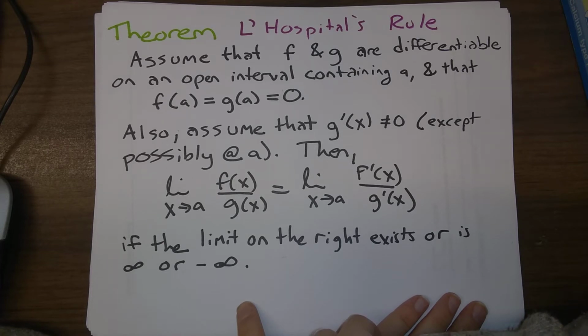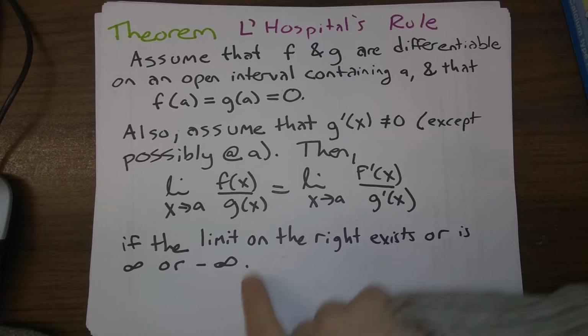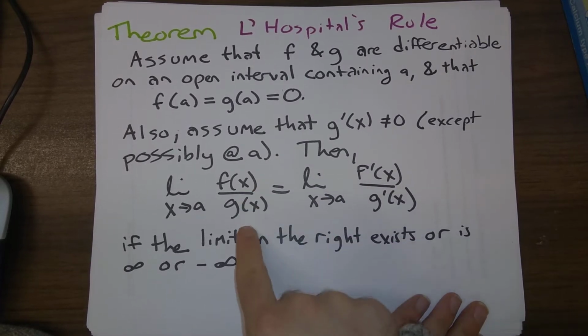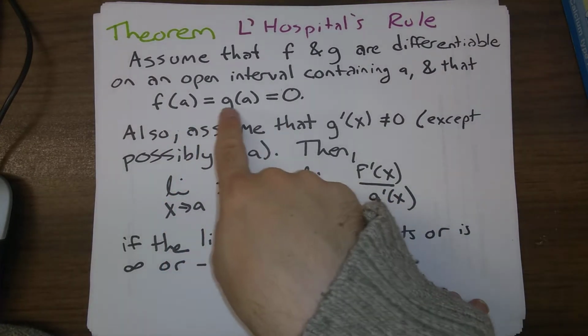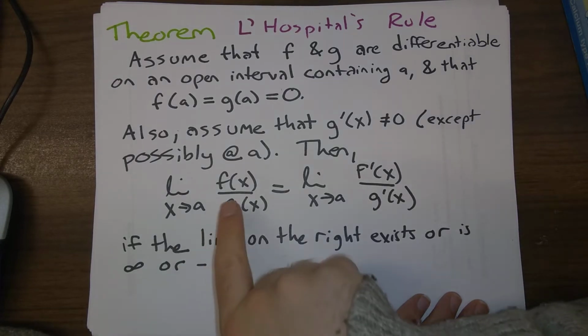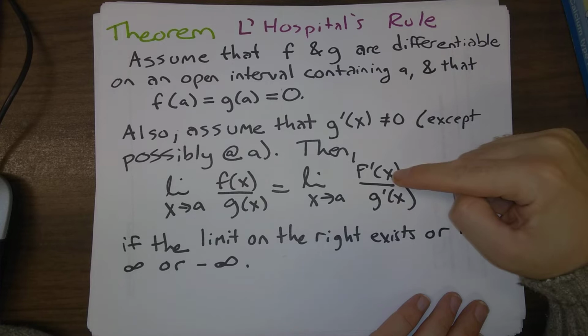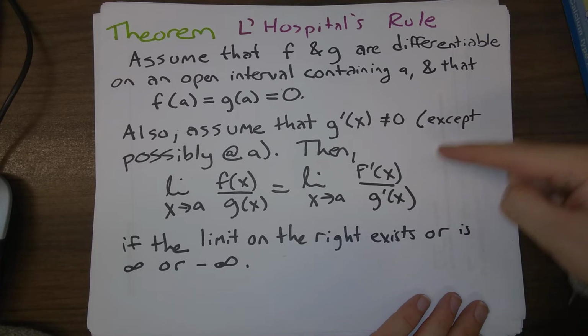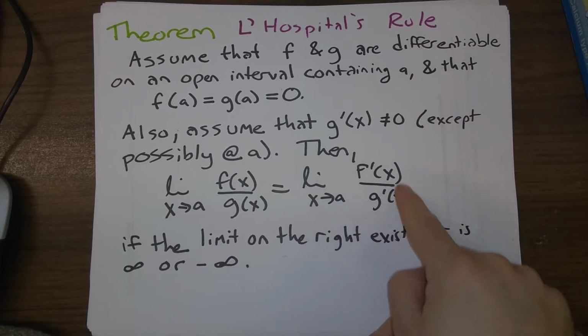L'Hopital's rule is a trick to evaluate limits that are otherwise difficult for us to evaluate. So what's going on here? If we have a quotient of two functions that we're trying to take the limit of, and when we plug in 0, basically we're getting a 0 over 0 indeterminate form. What this says is that the limit of f over g is equal to the limit of f prime over g prime, assuming that this limit exists.